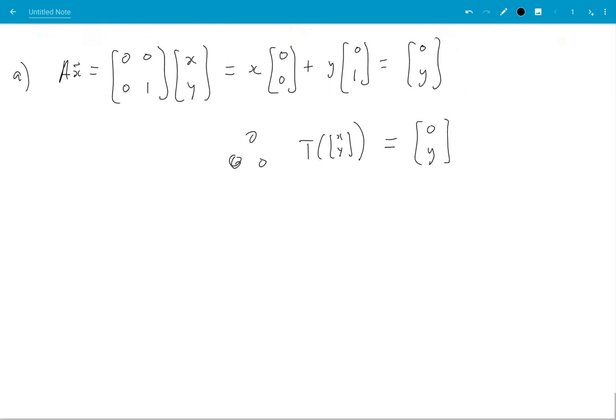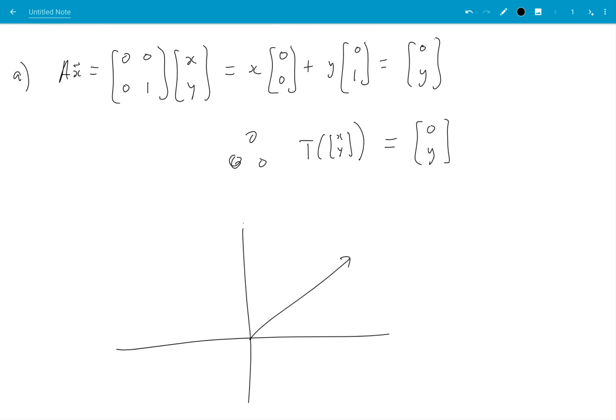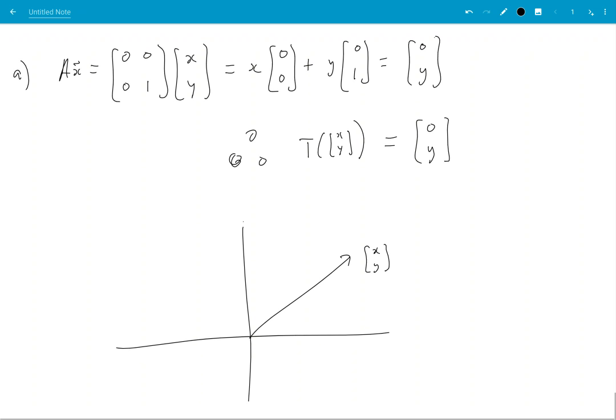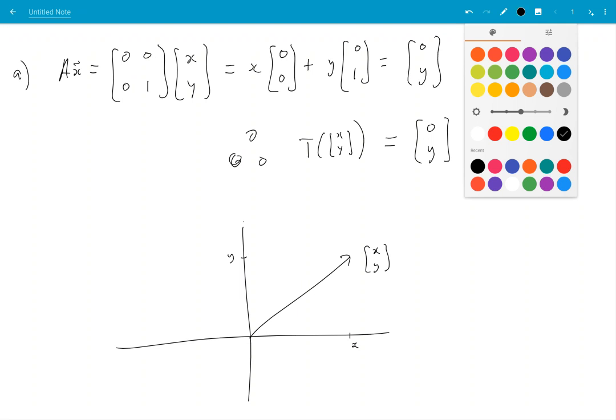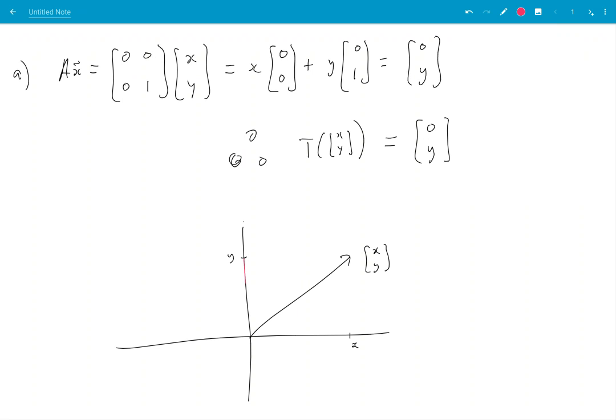So visually, what does that do? Well, if you have the xy plane, and then let's just say your vector goes like this. You could put x there, and you could put y here. Now, the transformation just smushes the x component. So my output is there.